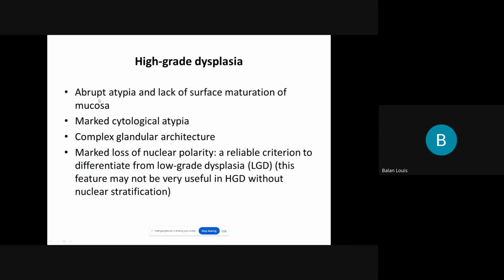In high-grade dysplasia, there is abrupt atypia, lack of surface maturation, marked cytological atypia, complex glandular architecture. There is marked loss of nuclear polarity. So this is a reliable criterion to distinguish low-grade dysplasia from a high-grade dysplasia. So if you find this feature, that is marked loss of nuclear polarity, it is very likely that we are dealing with a high-grade dysplasia.